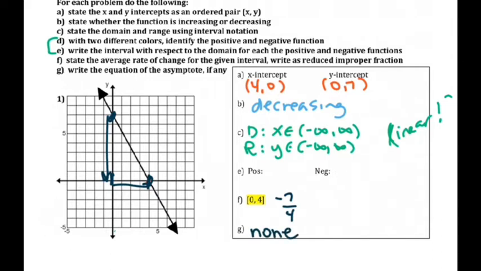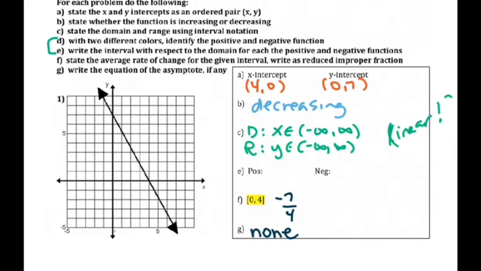So we're going to go back now. Let's talk about the new part. So D and E. So D, it says in two different colors, identify the positive and negative function. You are not going to do that for positive and do that for negative. That is not what this is. The function is just the line.